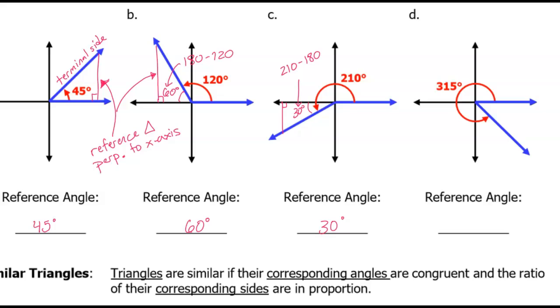And lastly, what do you think our reference angle is in part D? And how did you get that? 360 minus 315 gives us 45. We also could have done 315. No, well, yeah, no, I would have done 360 minus 315.